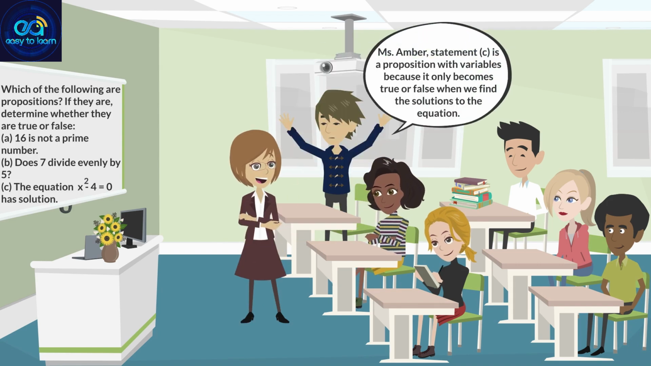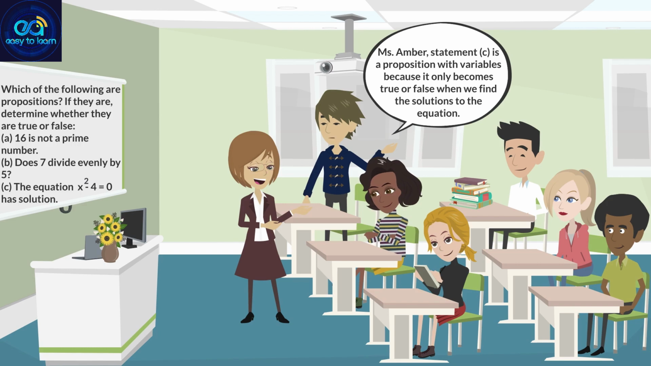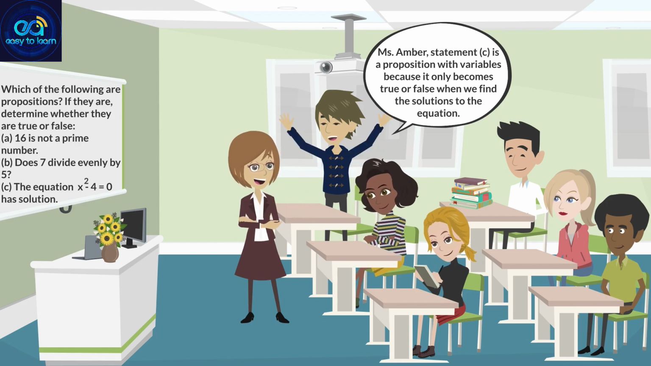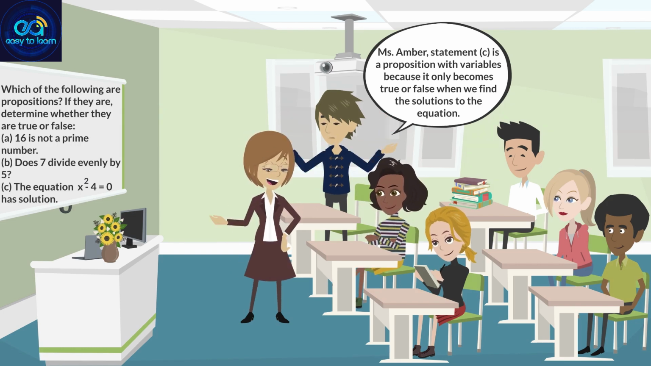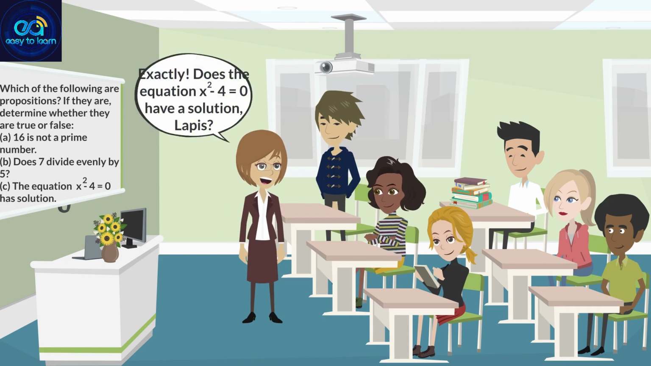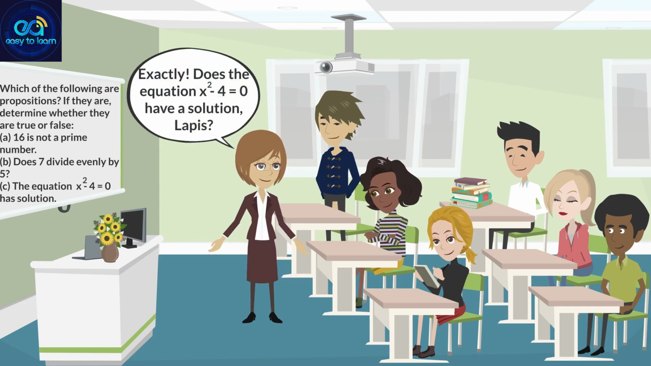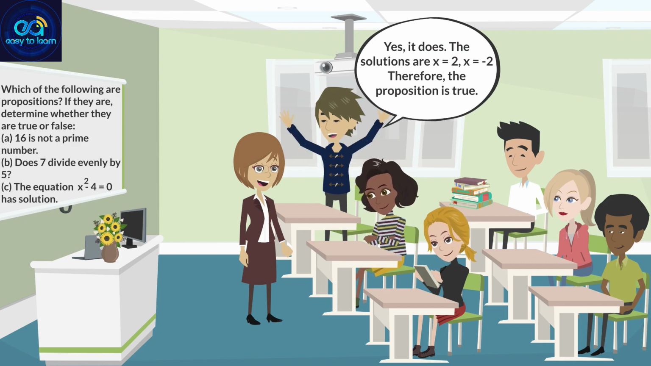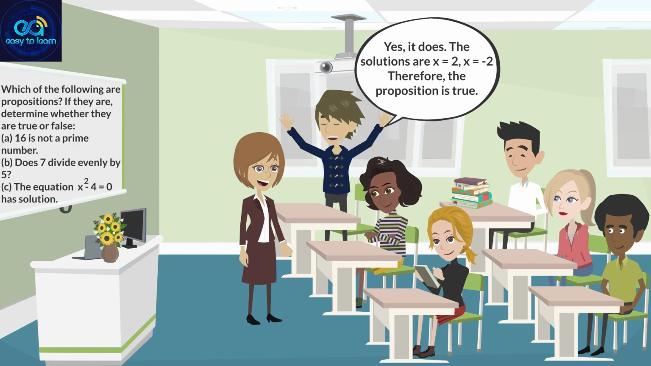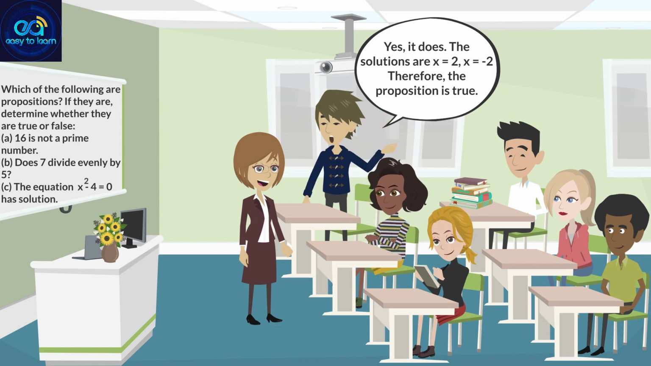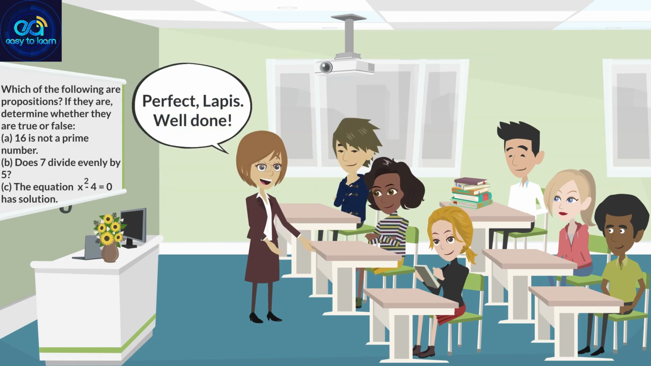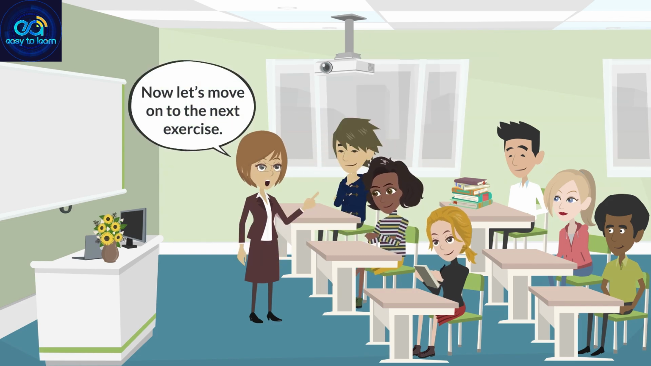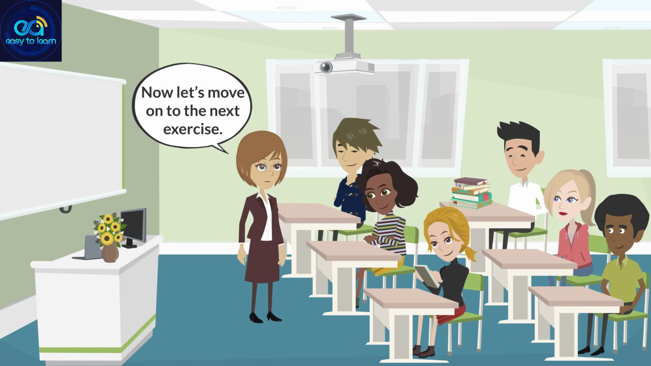Now, for question C, Lapis, what is your opinion? Mrs. Amber, statement C is a proposition with variable because it only becomes true or false when we find a solution to the equation. Exactly. Does the equation x squared minus 4 equals 0 have a solution, Lapis? Yes, it does. The solutions are x equals 2 and x equals minus 2. Therefore, the proposition is true. Perfect, Lapis. Well done.